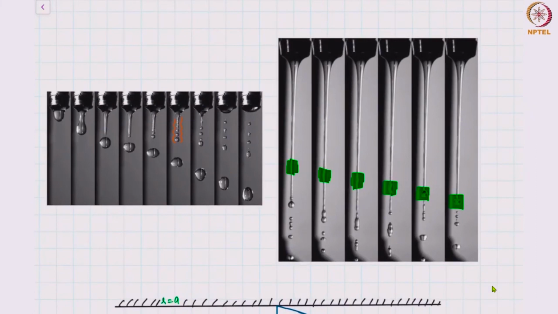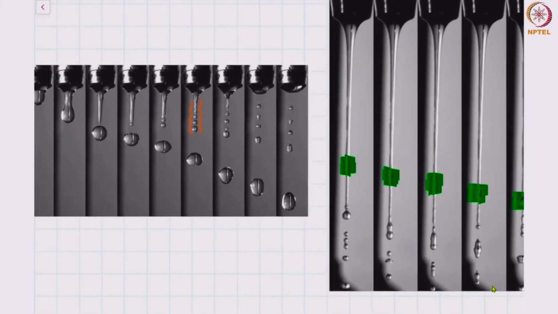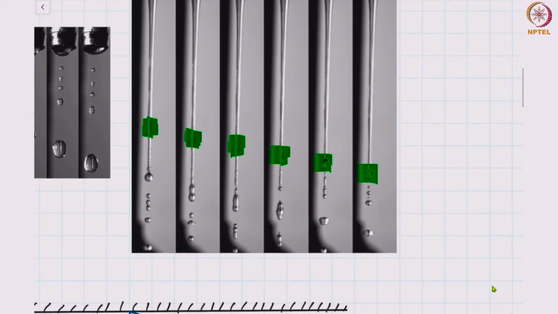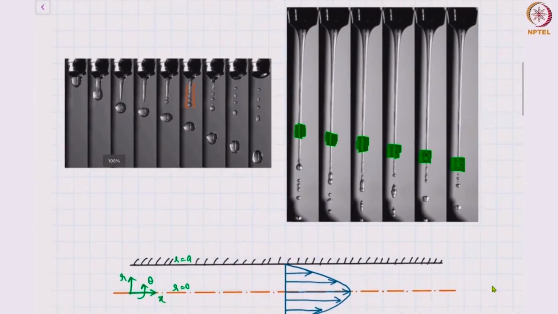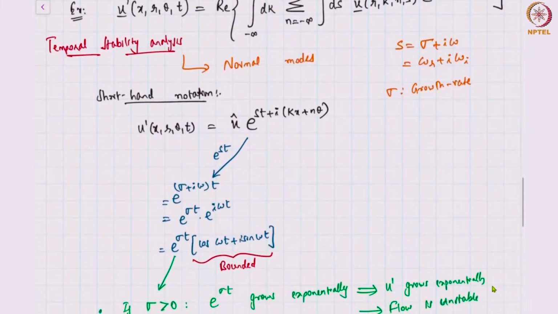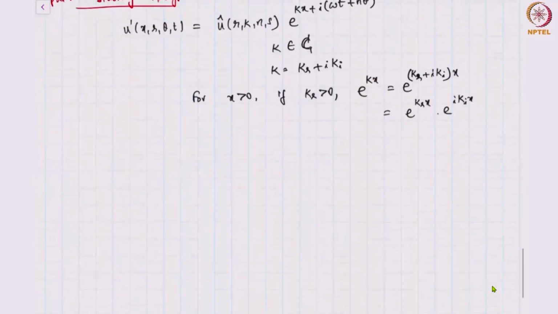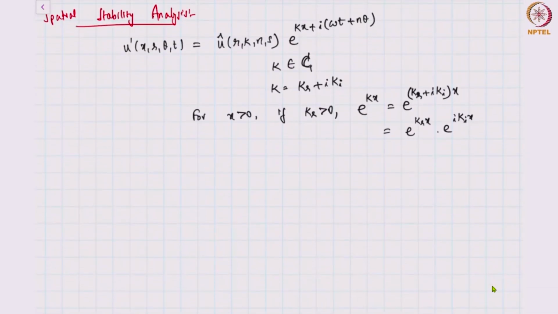So this example that you saw here is actually an example of a spatial mode. You can see that the waves are growing as the jet is descending downwards, and this is a spatial system. Now for various reasons, I will stick to the temporal analysis for the Rayleigh-Plateau instability, because I want to follow the analysis done by Rayleigh. A spatial analysis of the same problem was done by Keller et al., published in Physics of Fluids in 1972. That's a spatial stability analysis.